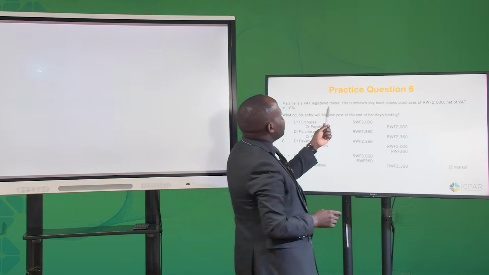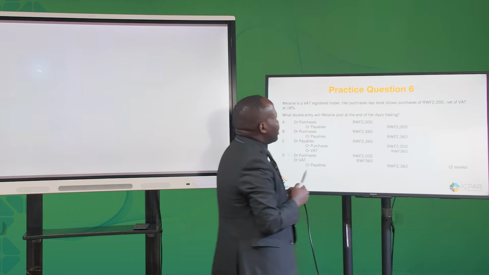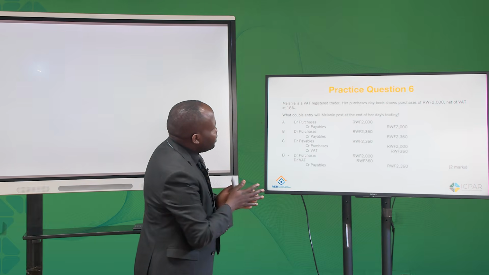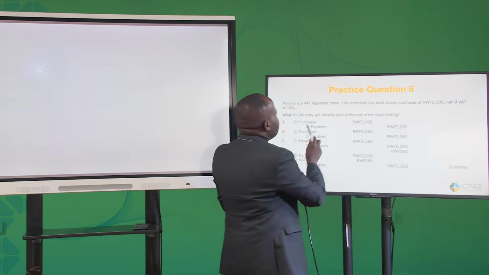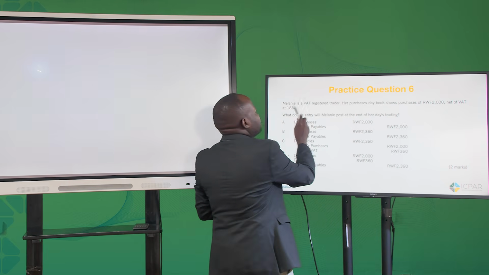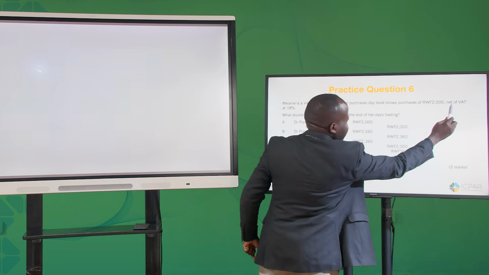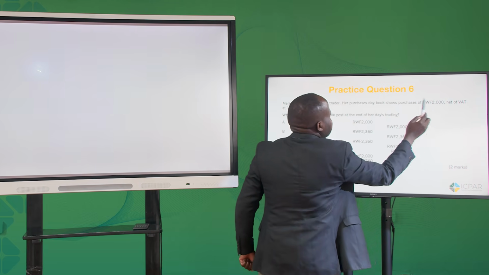Next, question number 6. Maleni is a VAT registered trader. Her purchase day book shows purchases of 2,000, net of VAT 18%. What is the double entry Maleni will post at the end of a day? So you get 18% of 2,000 because it was net. If it was gross, we could have used 18 over 118. But because it's net, it's 18 over 100 times 2,000.